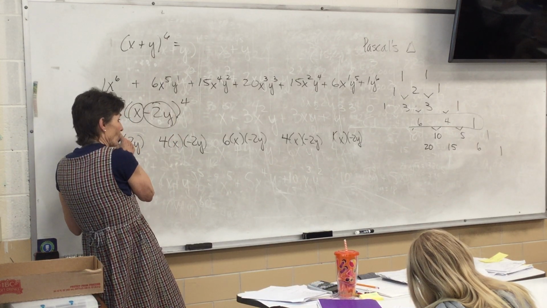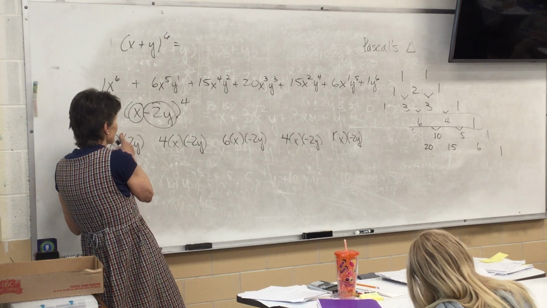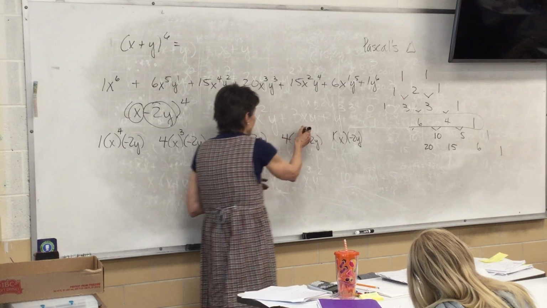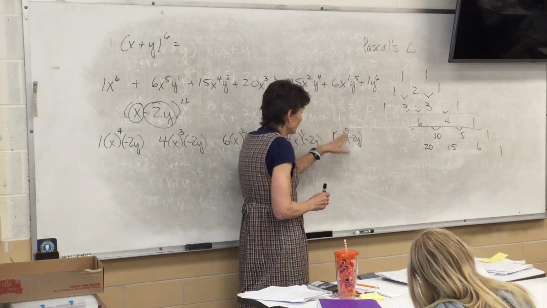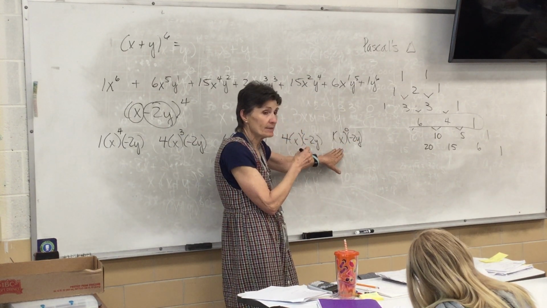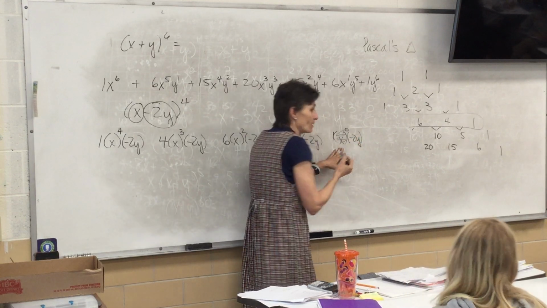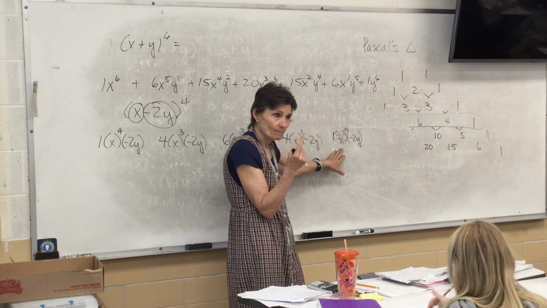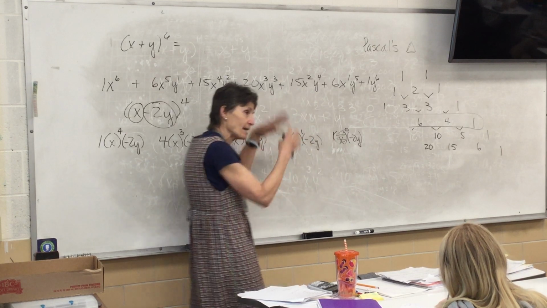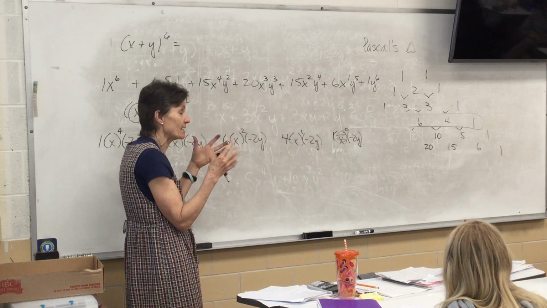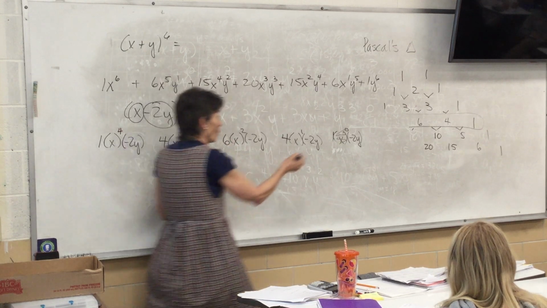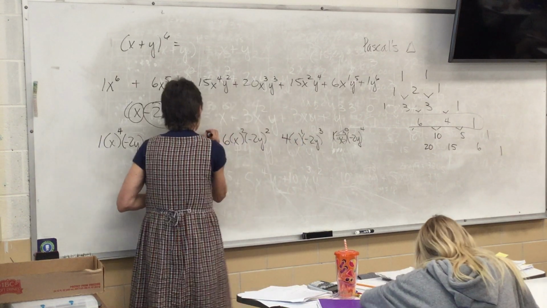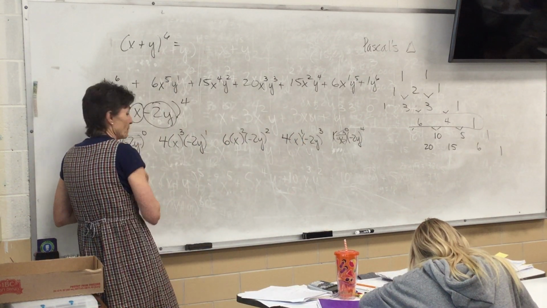What will be the power on this x right here? 4. And then I will count them down. Now, again, when you get to the end, this is going to disappear because anything to the 0 is just 1. So there is an exponent there, but you don't see it because it had a 0 exponent. And then the y's do the same thing from the other end, right? So this is going to disappear.